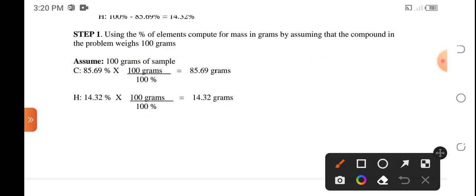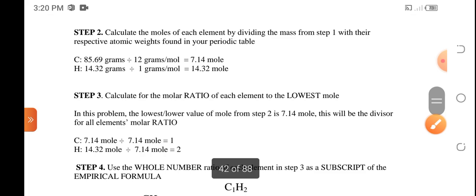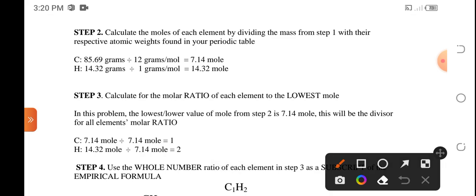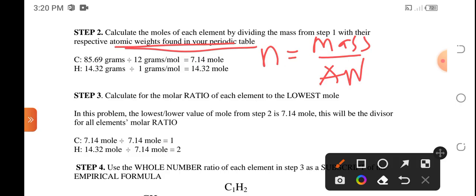Now that we have the mass, we move to step number 2, wherein we compute for the number of moles with the use of the mass from step number 1 and the atomic weight from the periodic table. Moles could then be computed by having mass divided by the atomic weight. So the mass of carbon from step number 1 is 85.69 grams. Divide this by 12 grams per mole derived from your periodic table. Calculate this and we are going to have 7.14 moles. The grams will be cancelled, of course, leaving us with the mole as a unit.